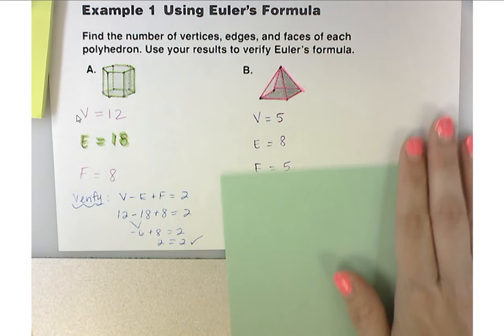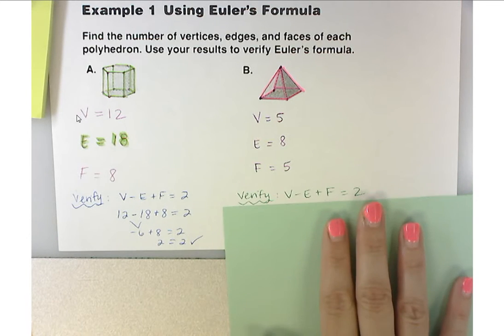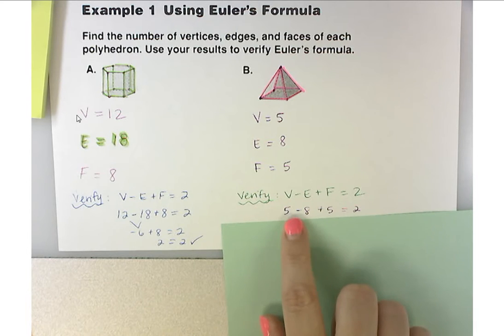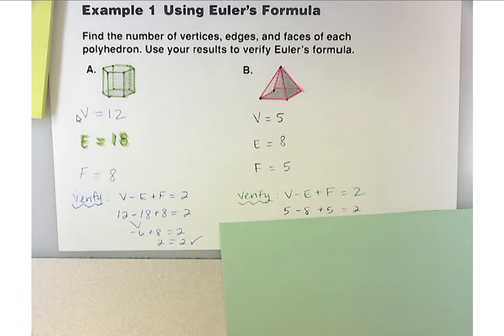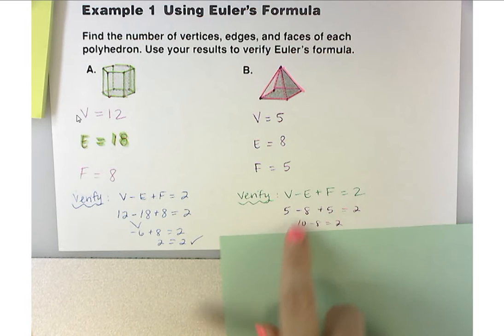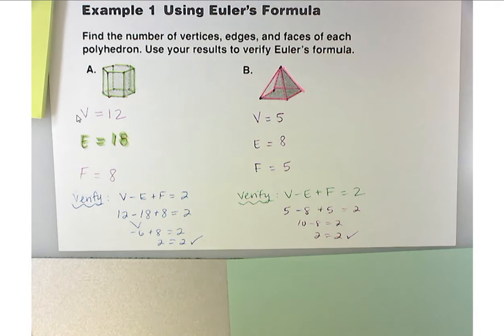All right, so now when you're verifying, okay, I see a lot of us just putting down 5 minus 8 plus 5. Okay, that's not all there is to verifying. You have to make sure that you're showing me that this is going to be equal to 2. Okay, so 5 minus 8, you could do that part first. I did 5 plus 5 since I knew that was going to be 10. So 10 minus 8 is going to be 2, and then 2 equals 2. So it is important that you're showing that 2 is equal to 2, okay, as part of your verification.